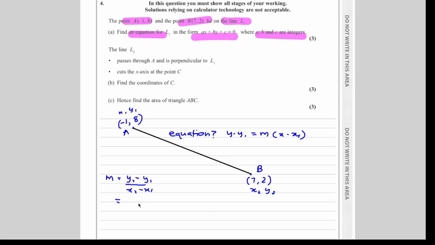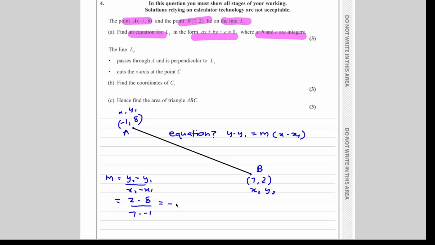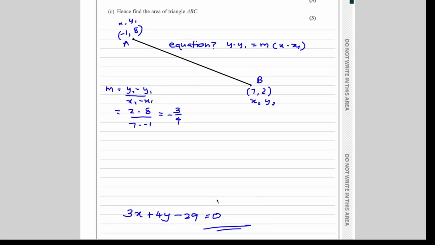So y2, which is 2, minus y1, which is 8, over x2, 7, minus 1. So let's plug in the values into the calculator. Fraction 2 minus 8 over 7 minus 1 equals minus 3 over 4. So this is the gradient, minus 3 over 4. So we are having the gradient, we are having a coordinate. It is so easy.